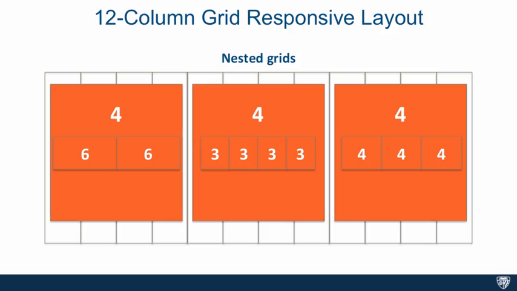And obviously we're not limited to having just one 12-column grid layout. We could certainly have nested ones. If you have 4, 4, and 4, inside each 4 columns we can consider that 100% and then have another 12-column grid layout inside of it. So here on the left we see 6 and 6, in the middle we see a bunch of 3s, and on the far right we see 4, 4, and 4. That's totally acceptable. In fact, it's done all the time.